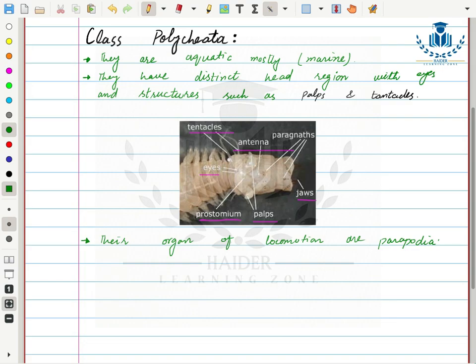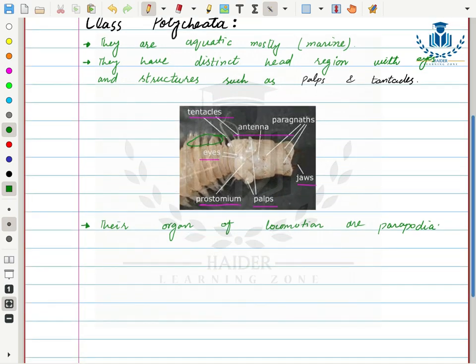Their organ of locomotion is the parapodia. You can see that there are numerous structures present on the lower side of the body. These structures are parapodia that help the organism to attach to the surface and to move over a surface. So their organ of locomotion is the parapodia.